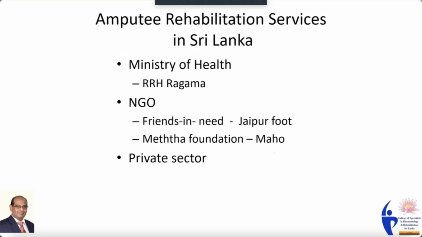Amputee rehabilitation services are not widespread in Sri Lanka yet. Of the Ministry of Health, probably only the Rheumatology and Rehabilitation Hospital Ragama can offer a full service because of well-made prosthesis. But this should expand as we will not be able to cope with all the amputees all over the country. At the moment, we are trying to serve Ragama and surrounding areas.